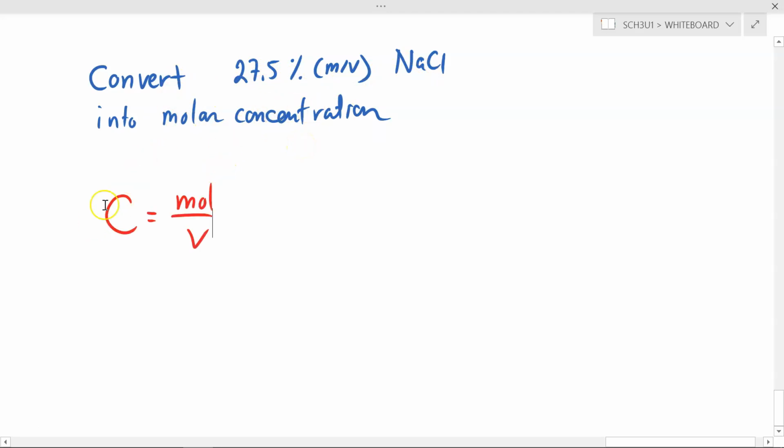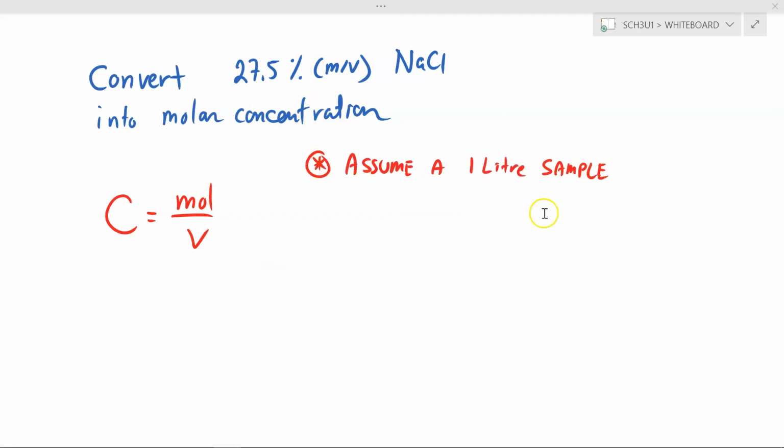Now if you recall, molar concentration, C, is equal to the moles of the solute divided by the volume of the solution. Unfortunately, we have neither the moles nor the volume right now, we just have a concentration. So the trick to this question is to assume a 1 liter sample. Now here's why I'm allowed to do that.